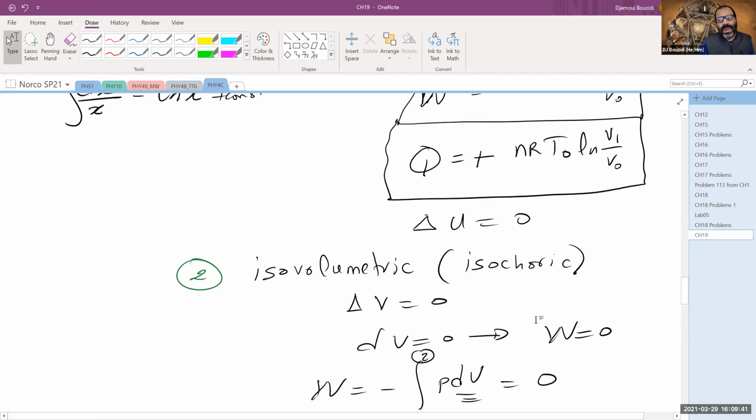Then we identified another process called the isochoric process, or isovolumetric process. This is a process where there is no change in volume.